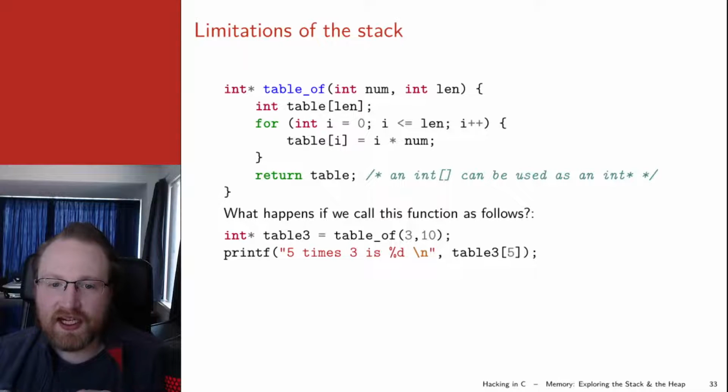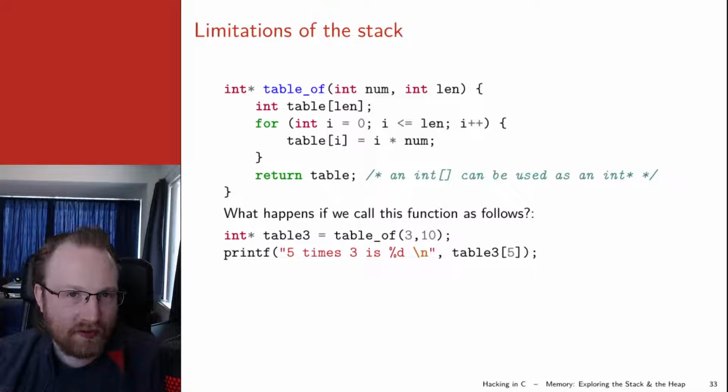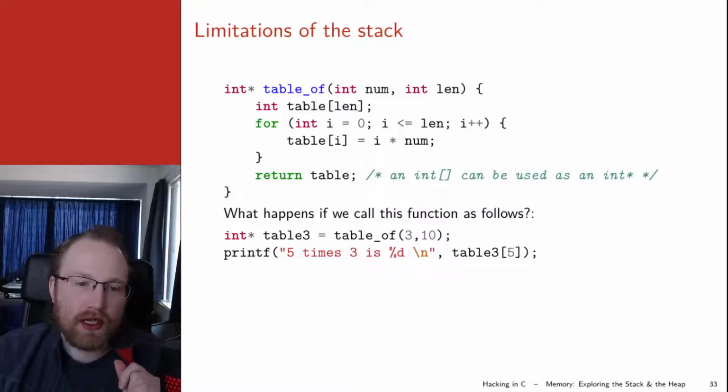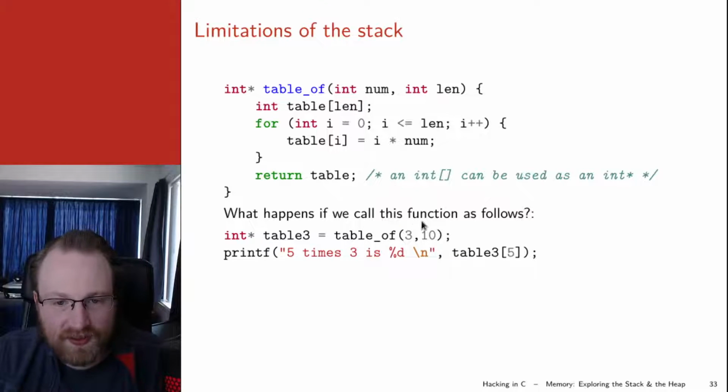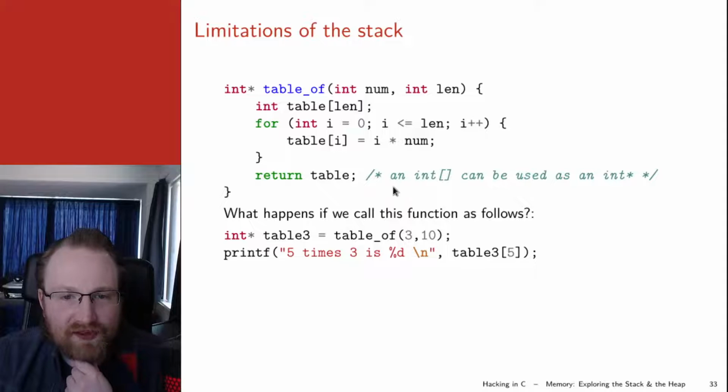Another limitation on the stack is that it cannot preserve data beyond the return of a function. So if I call this function as it says here, I define an int pointer table, and that is the return value of the table function with length 10, right? The table function allocates an array of length, well, 10 in this case. It fills the array with some numbers, and then it returns table.